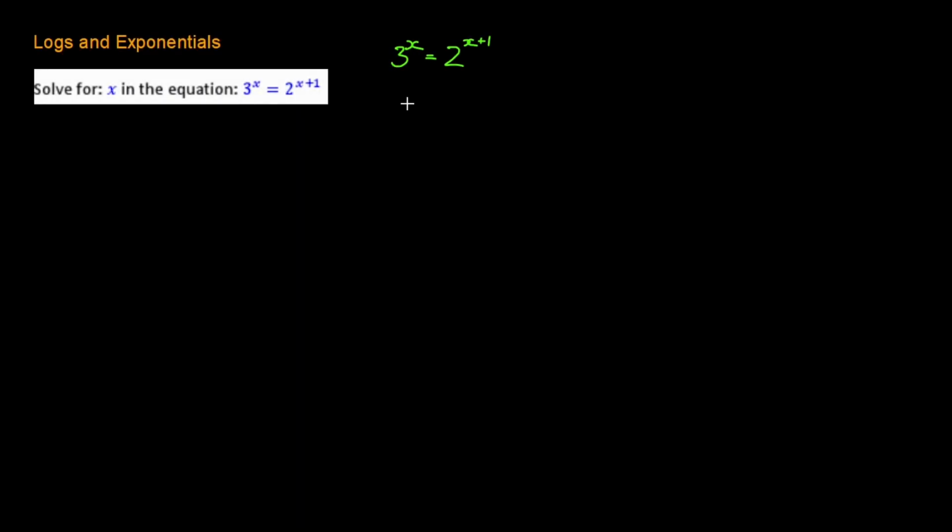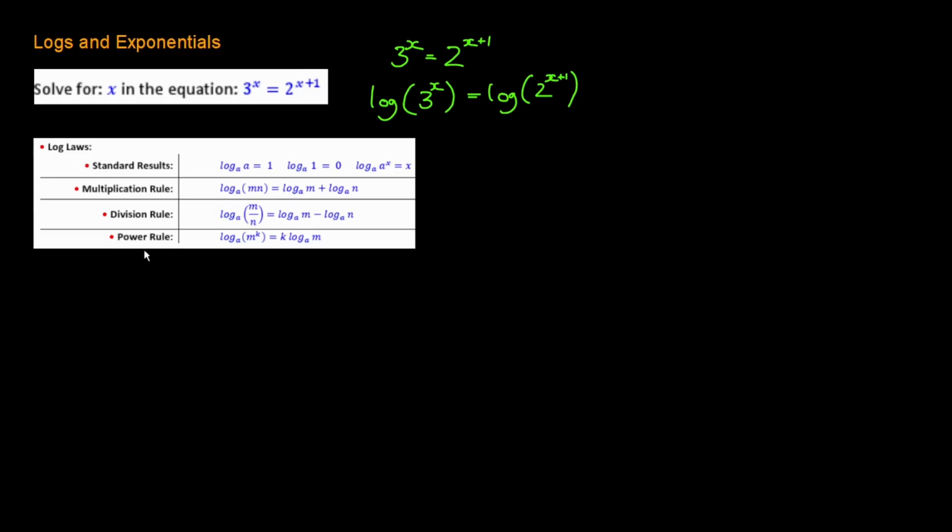So the first thing to do is to take logs of both sides. Now, to help solve this, it might be useful to have the log laws nearby. Both of the terms we've got have a power, and we can bring those powers down by using the power rule. So we get, therefore, x log 3 is equal to (x plus 1) log 2.